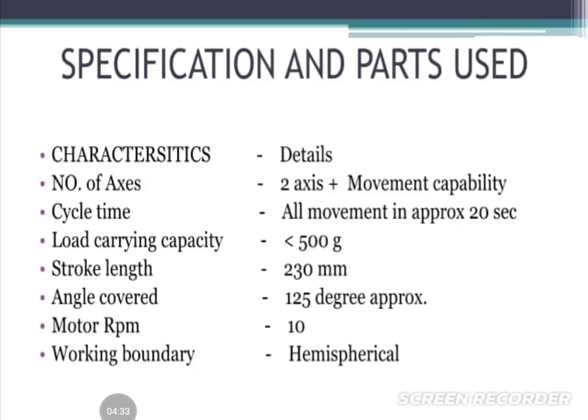Specification and parts used. Characterization: the robot has 2-axis movement capability. Cycle time is approximately 20 seconds. Load carrying capability is 500 grams. Stroke length is 230 mm. Angle covered is approximately 125 degrees. Motor speed is 10 RPM. The working boundary is a hemispheric cycle.